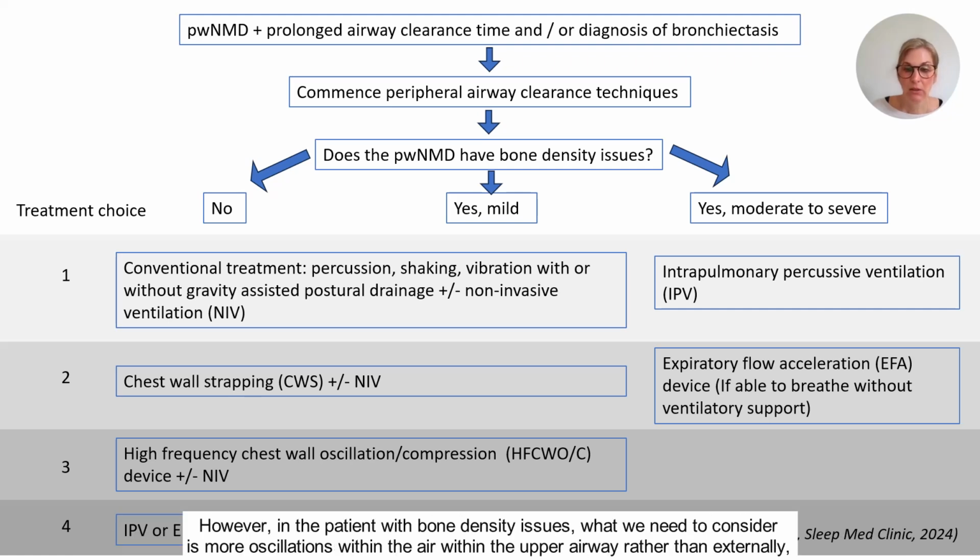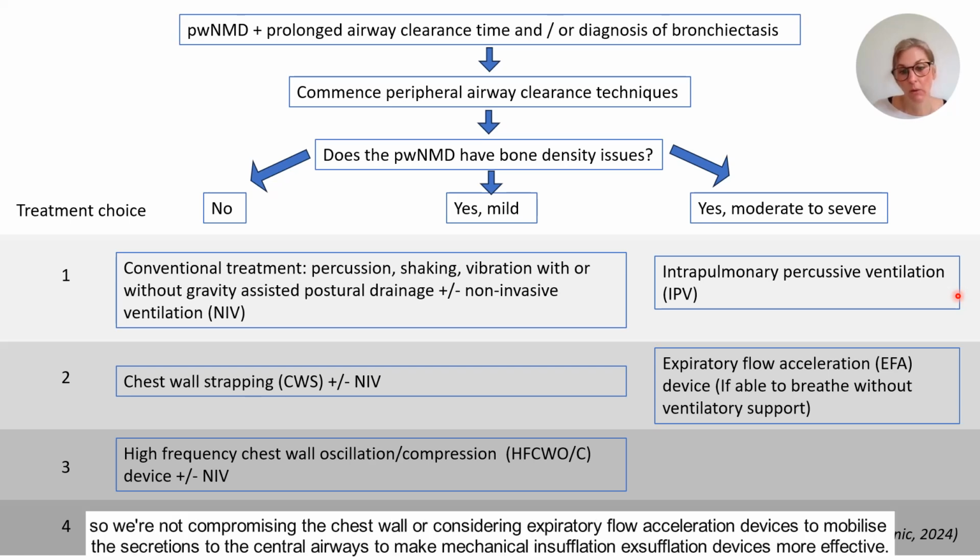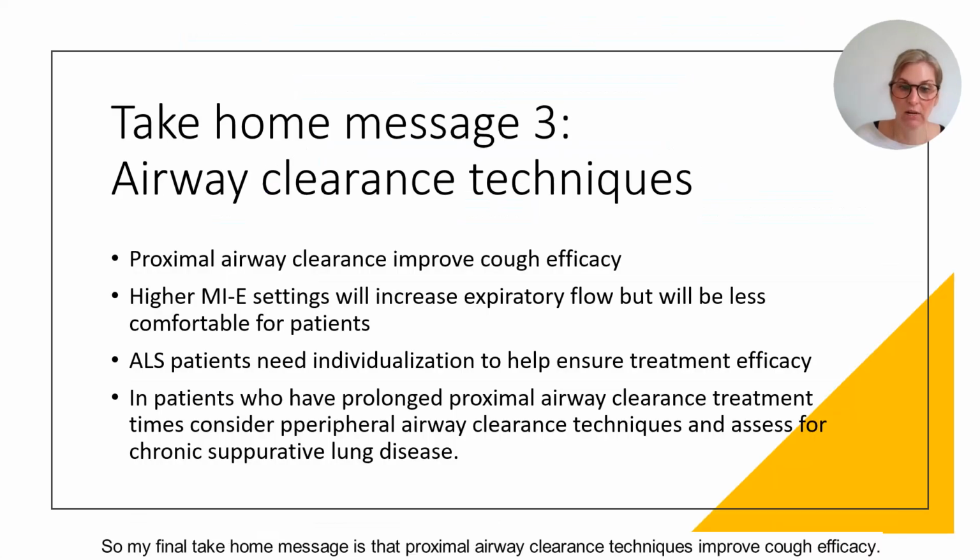However, in the patient with bone density issues, what we need to consider is more oscillations within the upper airway rather than externally, so we're not compromising the chest wall, or considering expiratory flow acceleration devices to mobilize the secretions to the central airways to make mechanical insufflation-exsufflation devices more effective.